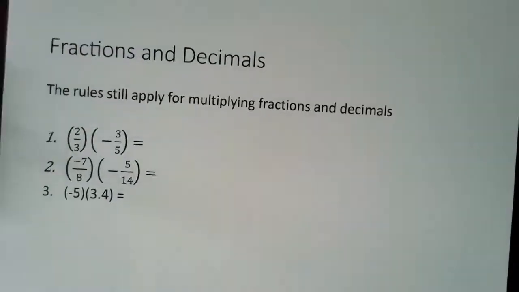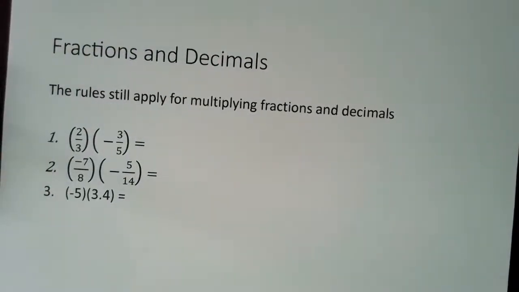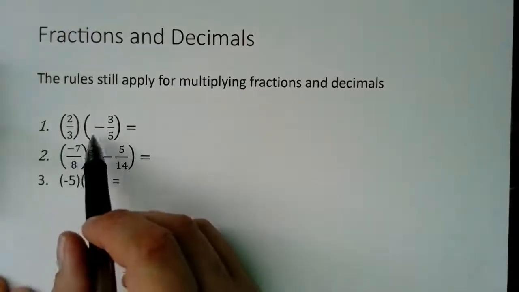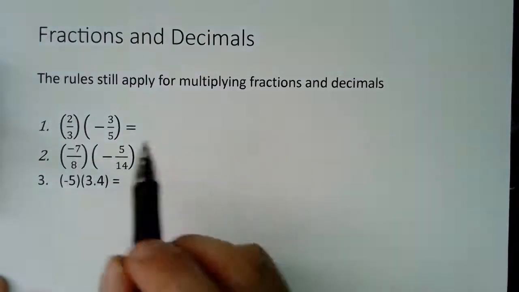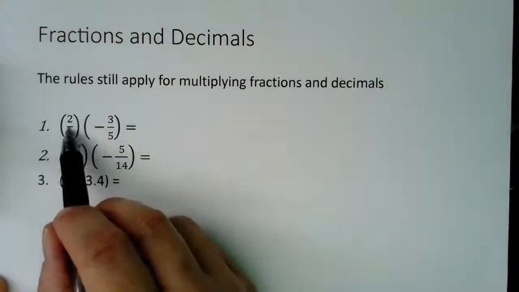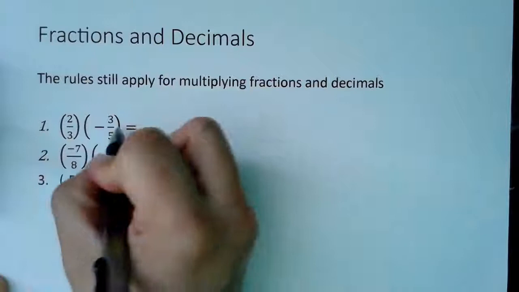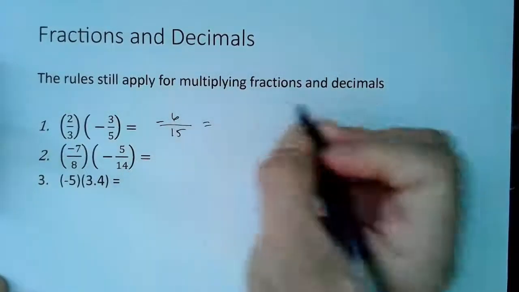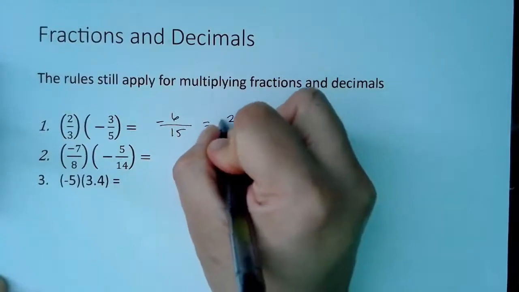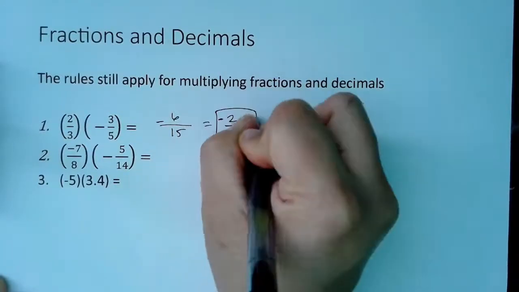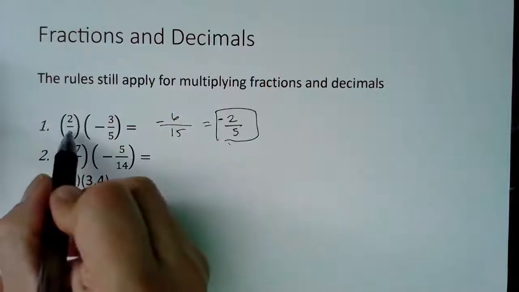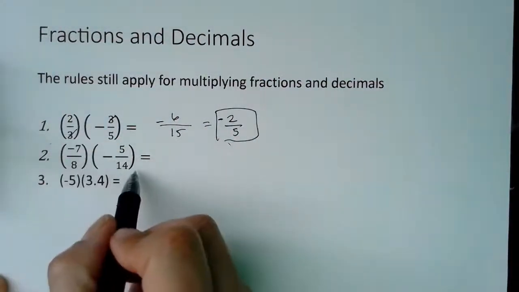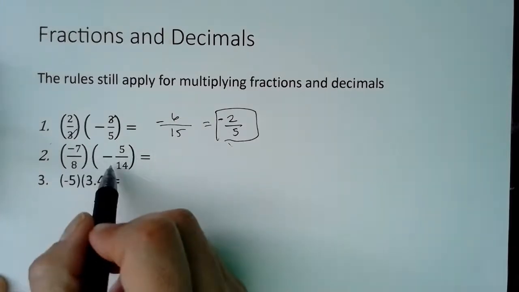All right, and the same rules still apply for fractions and decimals. You just multiply across, and whatever the sign is, you obey the rules for signs. So this would be a positive times a negative, so it's negative 6 over 15, which reduces to negative 2/5. You could have also done this by noticing that diagonally these cancel out, and then you get negative 2/5. Here you can do diagonal also, or you can just multiply straight through.